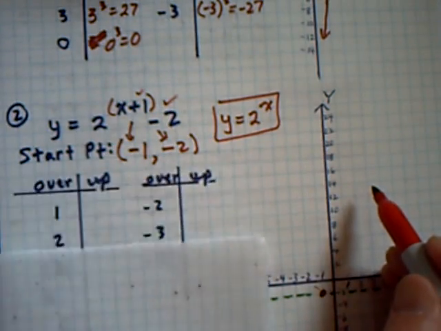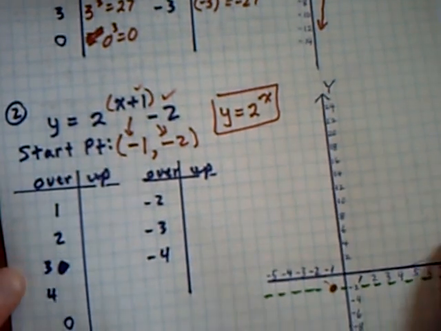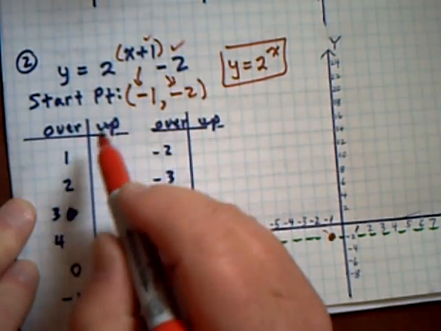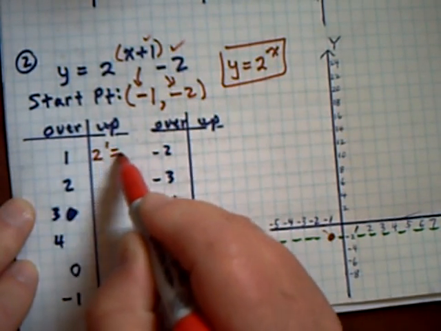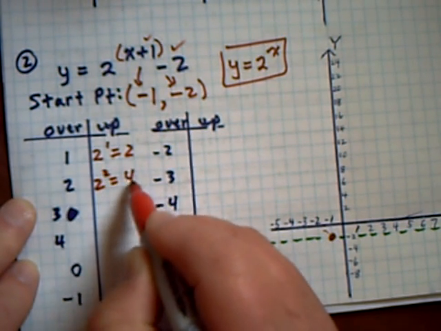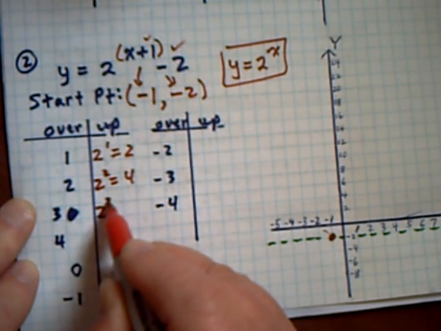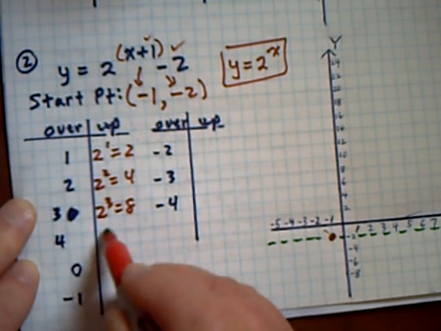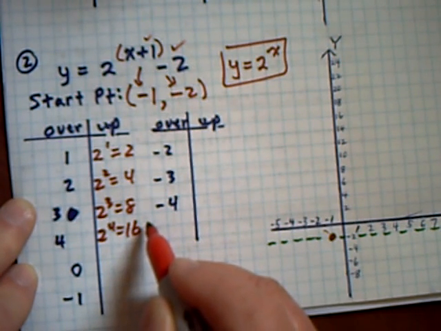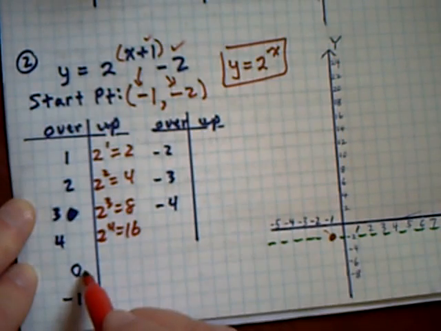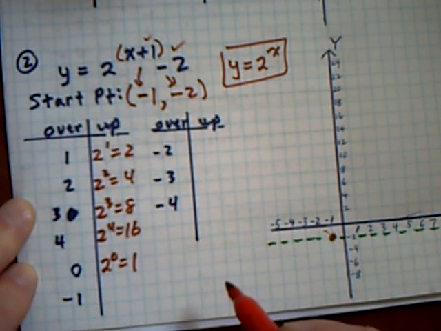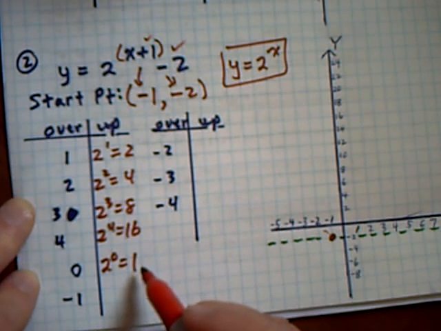And here is the over-up table from that. So I go over 1, I'm going to go up 2 to the power 1, or up 2. Go over 2, I'll go up 2 to the power 2, which is 4. Over 3, I'll go up 2 to the power 3, which is 8. Over 4, I'll go up 2 to the power 4, which is 16. If I go over 0, 2 to the power 0 is 1. So I'm still going to go 1 above my starting point.